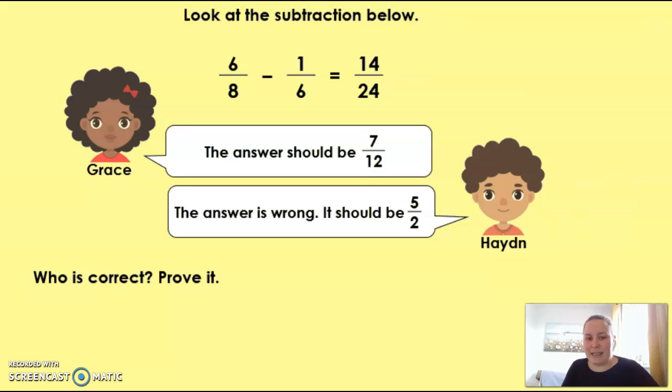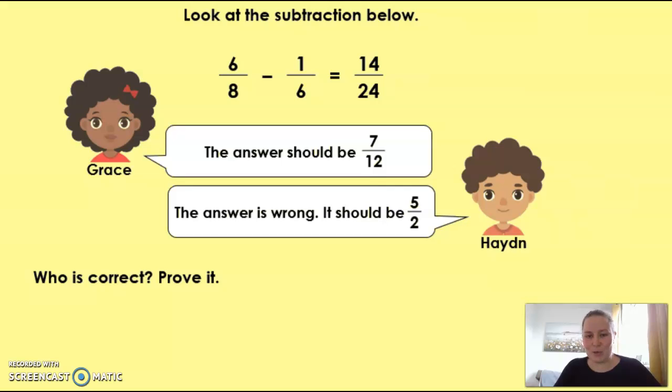Now let's finish by looking at a bit of an explainy question, okay? I'm going to read it to you and then give you a little bit of time. Look at the subtraction below. 6/8 take away 1/6 equals 14/24. Grace says the answer should be 7/12. And Hayden says the answer is wrong, it should be 5/2. Who is correct? And prove it. See if you can work out what the person who's wrong has done instead. Pause me here, try to work through that problem and then come back and I will talk you through it.